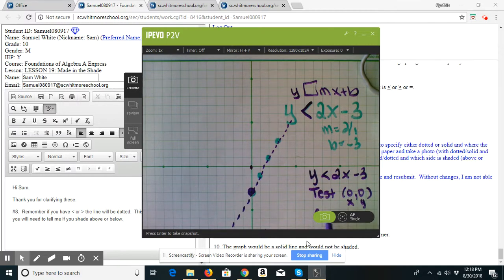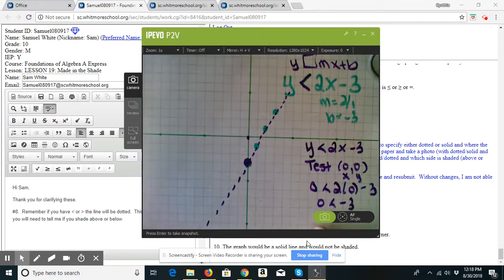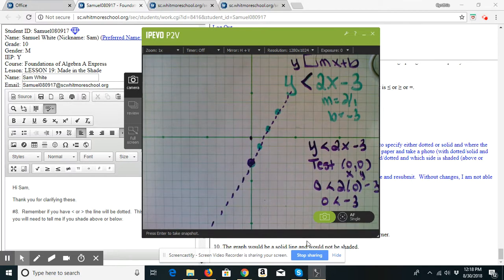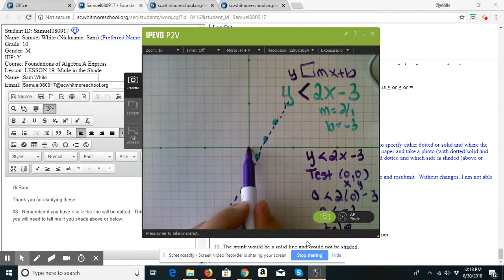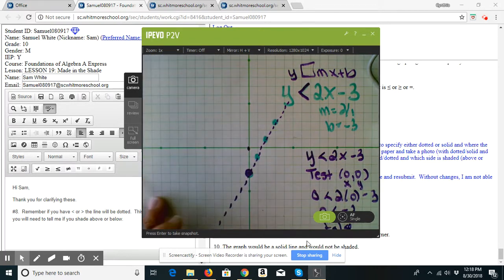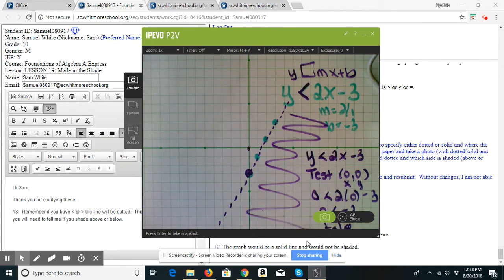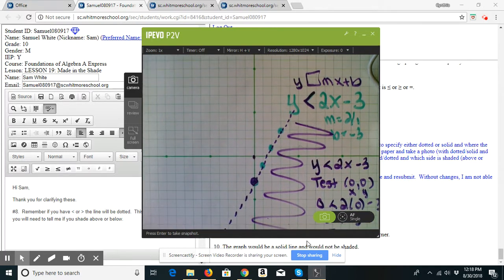So I'm going to say 0 is less than 2 times 0 minus 3. 0 is less than negative 3. Is that true or false? 0 is not less than negative 3. That's false. So this side is false. If this side is false, well, then this side is where you're going to shade. That must be true.